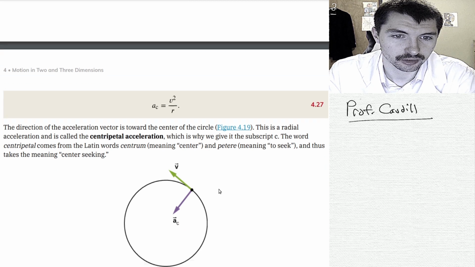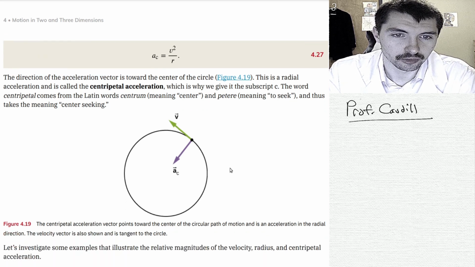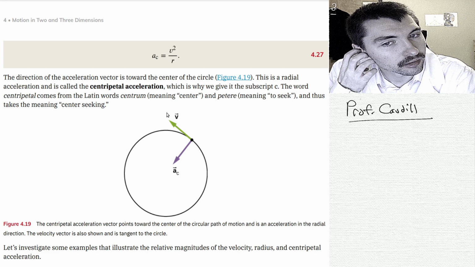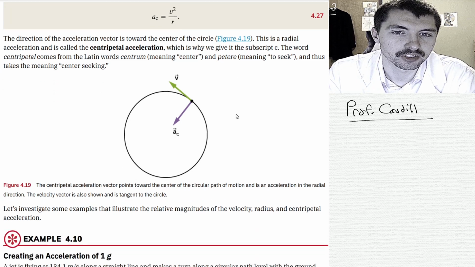So direction of acceleration towards the center. So that's centripetal. Centrifugal is when it goes outside, when it goes away from the center. So centripetal goes towards the middle. Centripetal, centrum, center seeking.